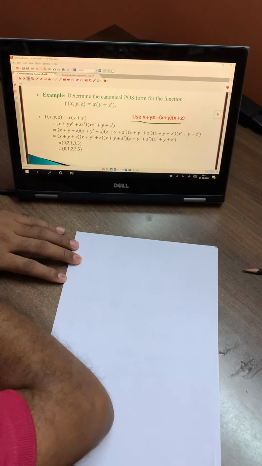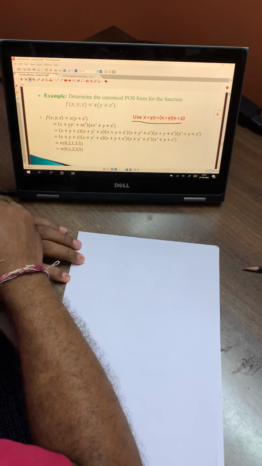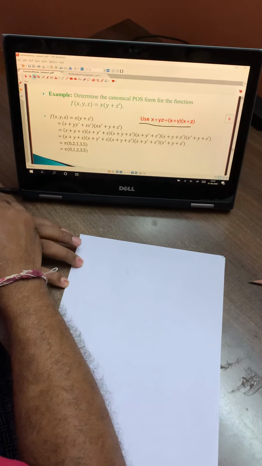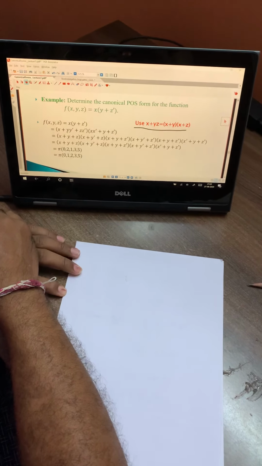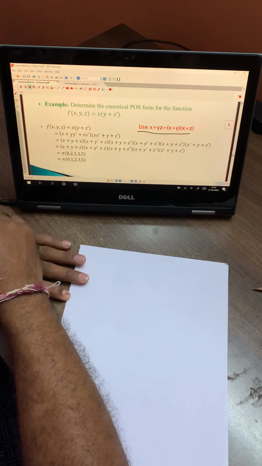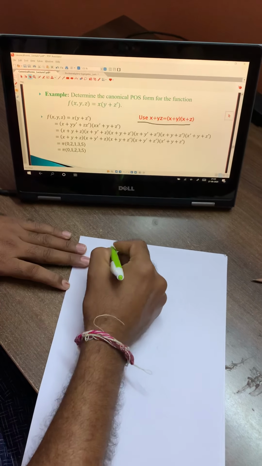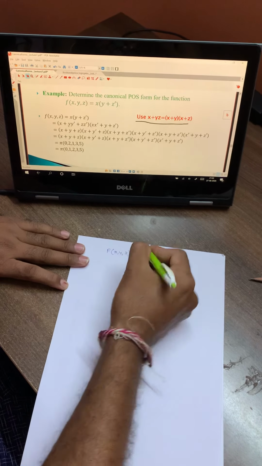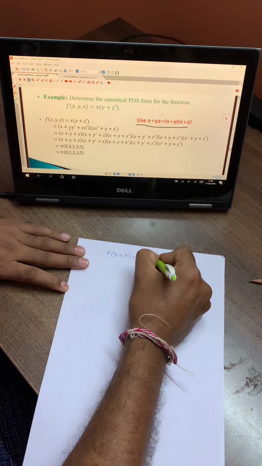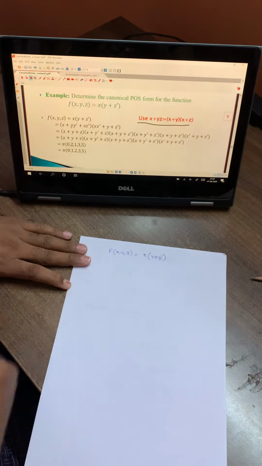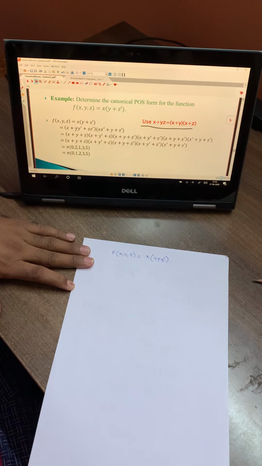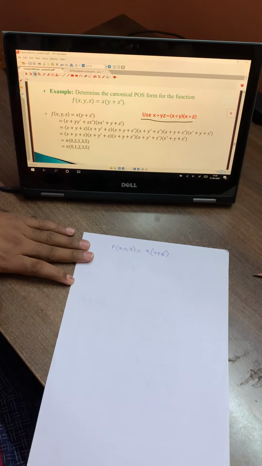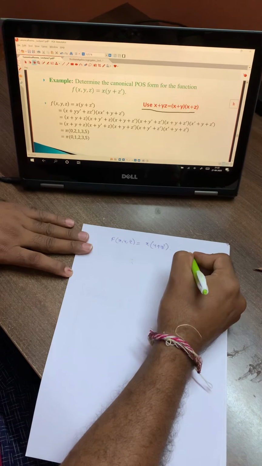One more problem we'll see on standard representation of POS forms. Determine the canonical POS form of the given function. Let us take the function given as f(x, y, z) = x(y + z bar). Canonical POS means standard form of POS means each term should involve all the three variables.